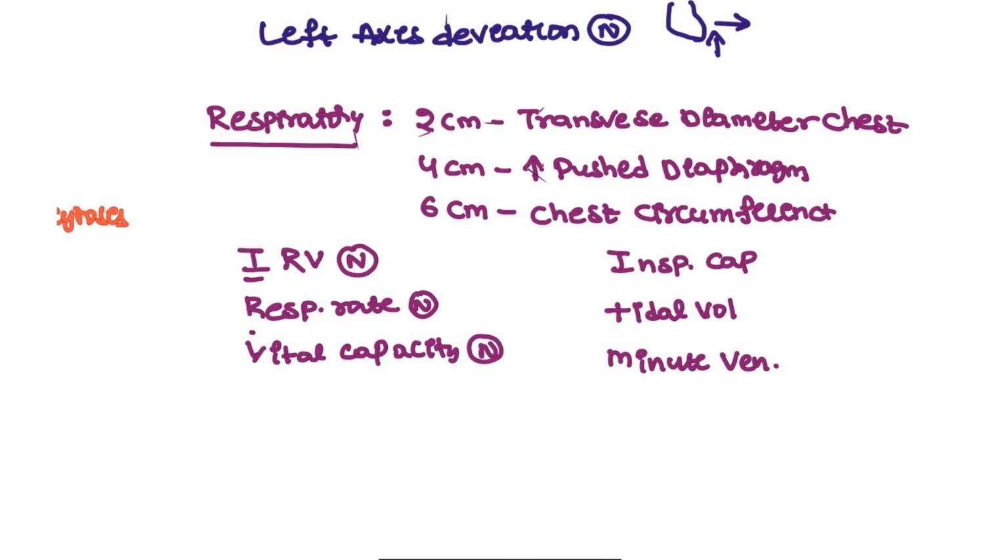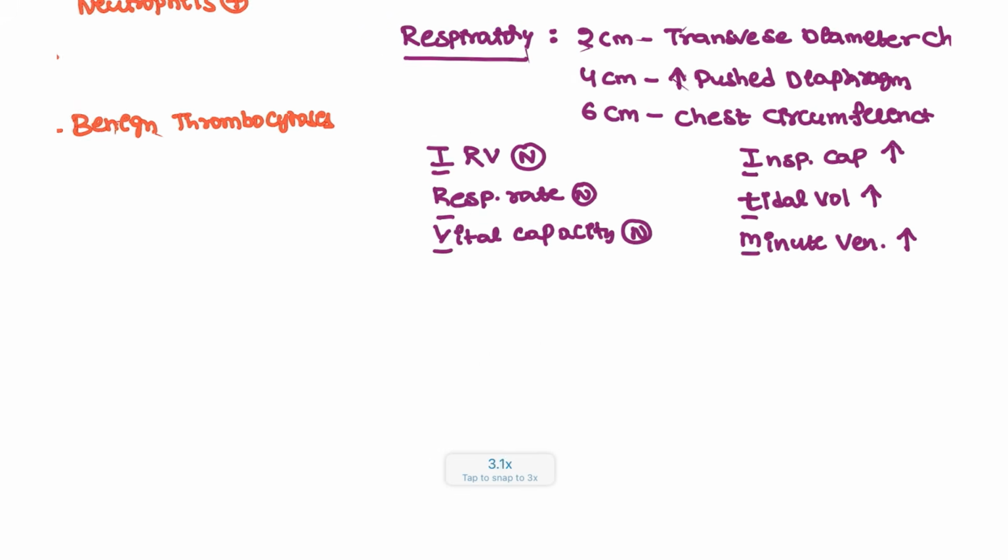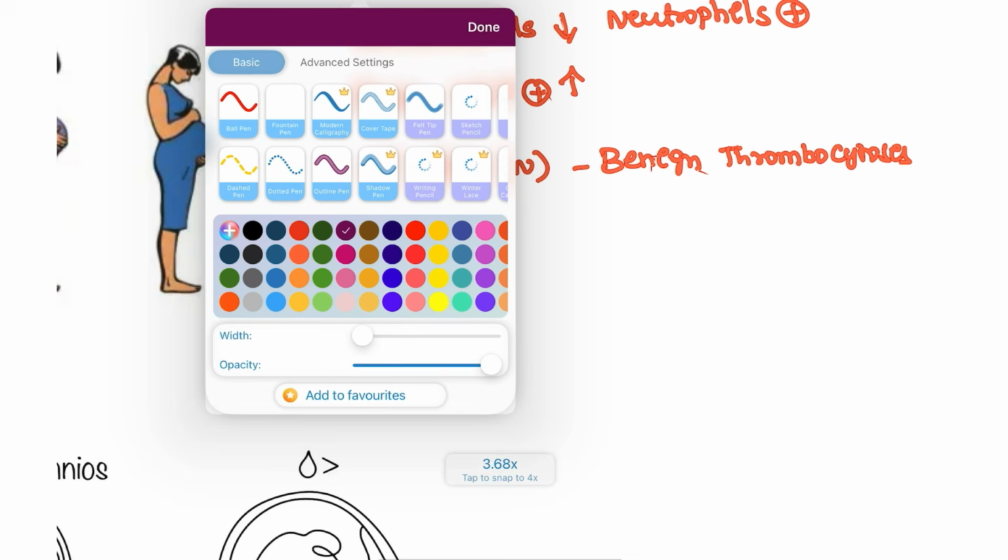So inspiratory reserve volume, respiratory rate and vital capacity stay normal, but the inspiratory capacity will be increasing. Tidal volume is increasing, minute ventilation is increasing. The remaining parameters of the respiratory system will be decreased. Okay, just the correction, guys, I mistakenly wrote that it is going to be normal. So IRV is going to stay normal, and the parameters which will be increasing are the inspiratory capacity, tidal volume and the minute ventilation. Okay, next, coming to the renal changes.